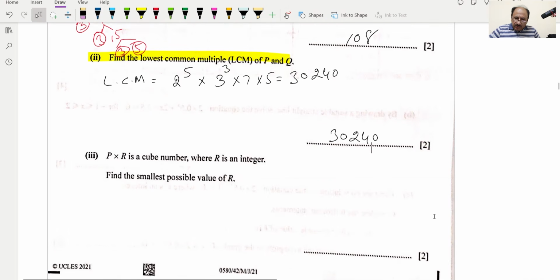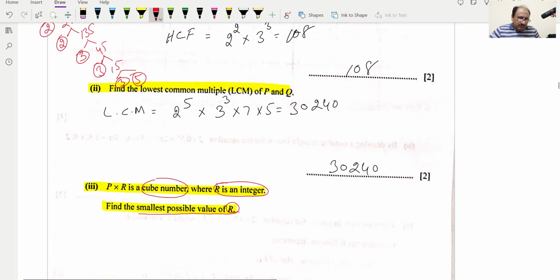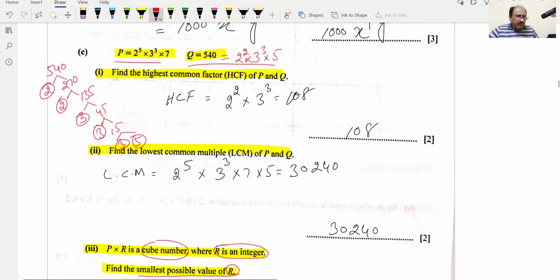This is done. Now this part 3 is a little tricky, and they are saying P multiplied by R is a cube number, where R is an integer. We cannot take R as a decimal value. Find the smallest possible value of R. So for the smallest possible value of R, how will we solve this question?